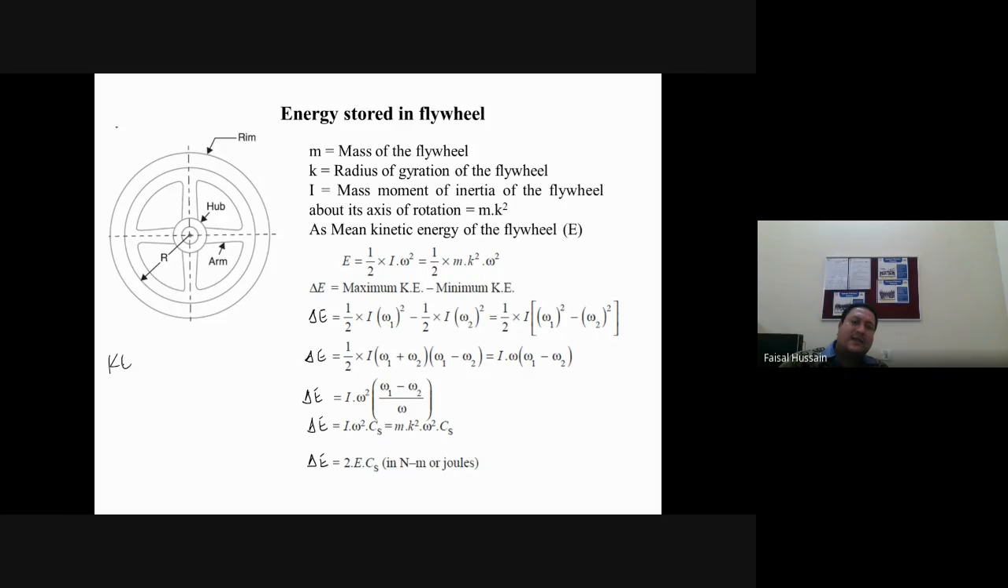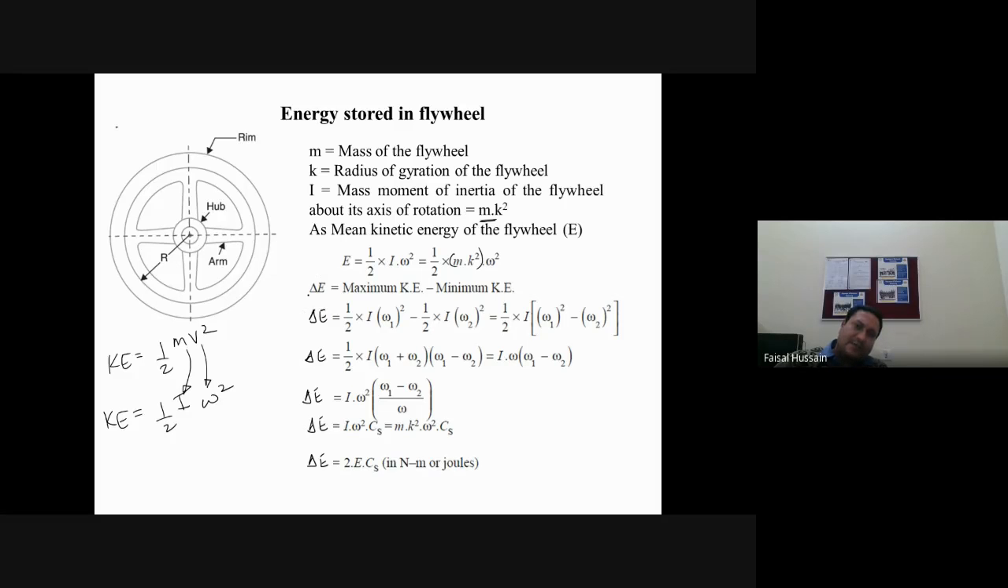Kinetic energy is half I omega square. Generally, linear it is half m v square, and for angular, mass is changed to mass moment of inertia, and linear velocity is changed to angular velocity. So here kinetic energy is half I omega square. And what is I? I is the mass moment of inertia, which is equal to m k square. So instead of I, I have substituted m k square into omega square.